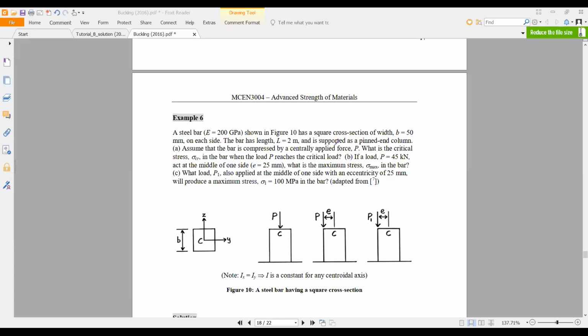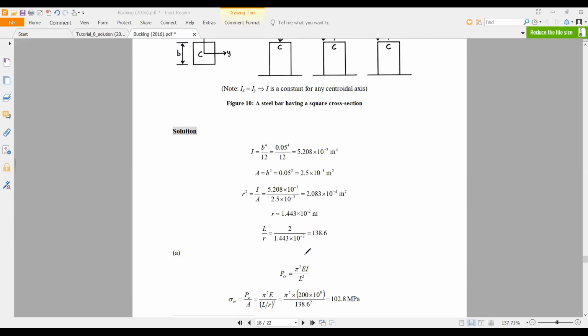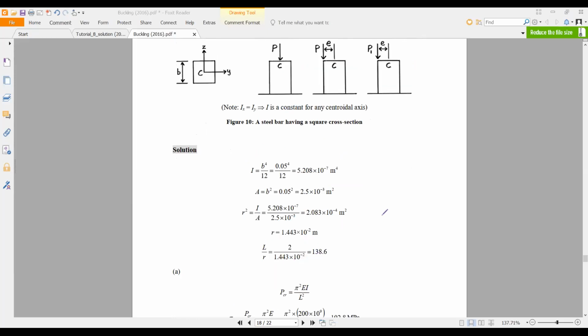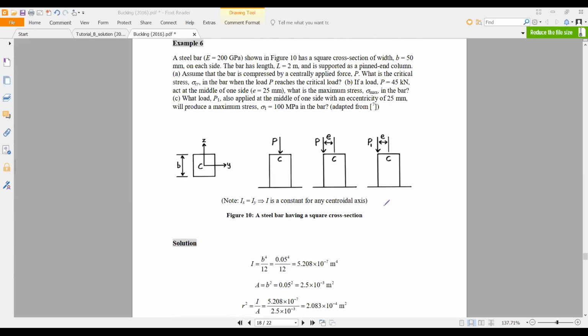So just here they mentioned the end condition, given here, pin end column. Yeah. So they mention in here, in the second line, L equals 2 meter and is supported as a pin end column. Yeah. So both ends they consider as pin end. Otherwise, it cannot be Le equals L. So here they consider both ends to be pin. Yeah, pin. Then it's fine. Okay. Yeah, then it's okay.